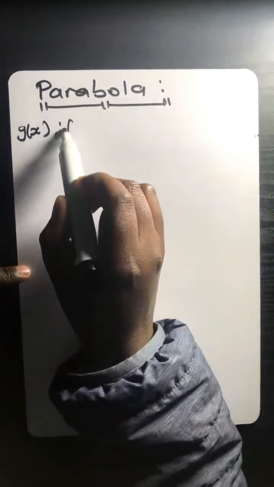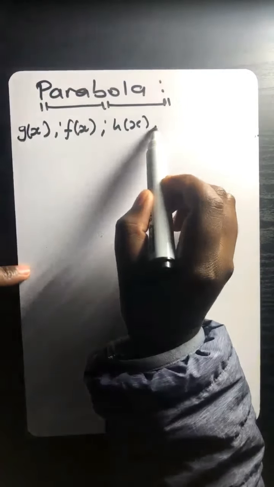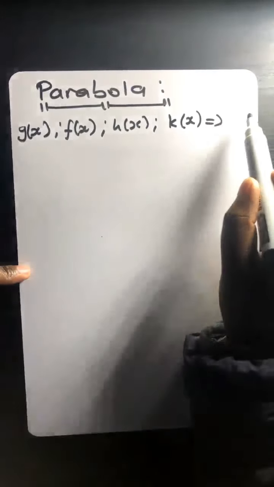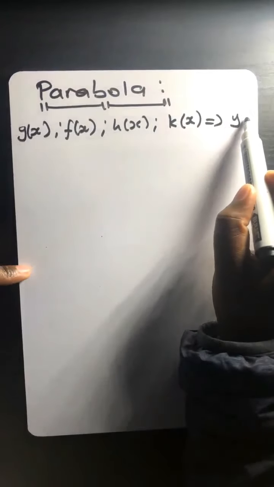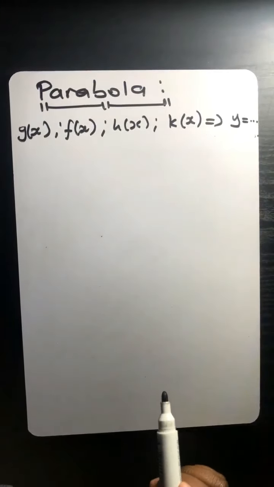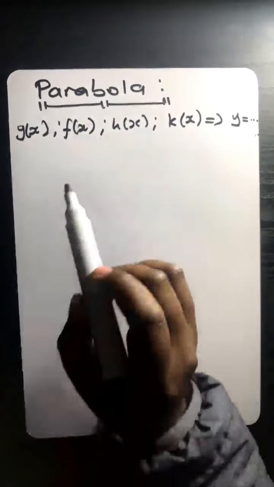At all times, functions are given names. It could be g of x, it could be f of x, it could be h of x, it could be whatever. We just know that all of this is actually the same as y equals whatever the type of the function. So just a quick recap, guys.